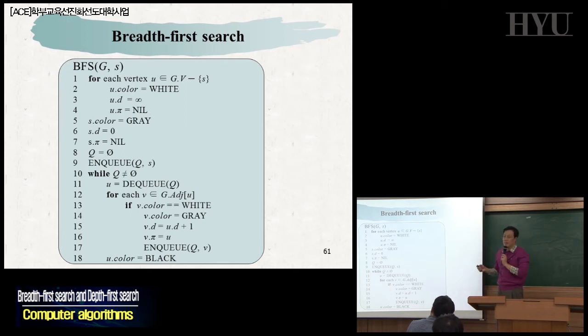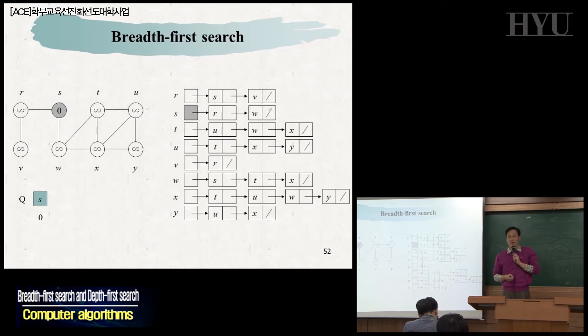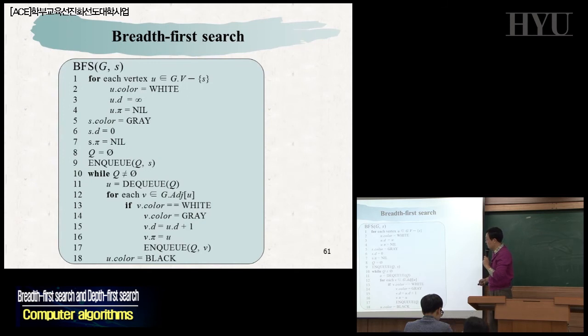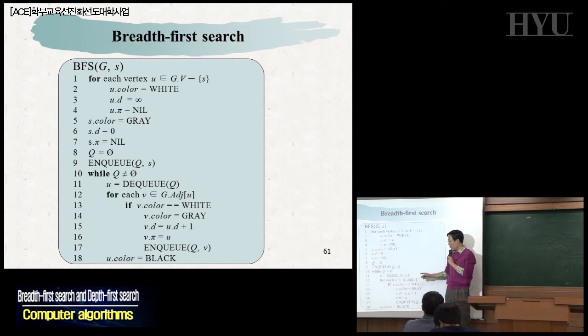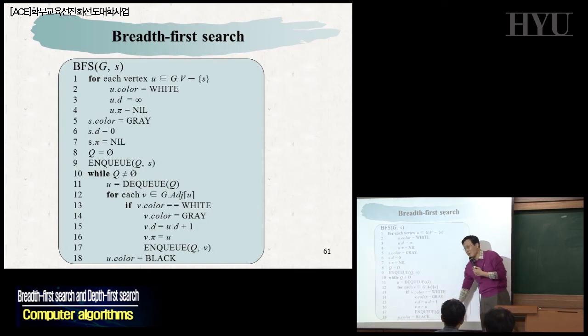Yes, initialize the queue and put the source vertex in the queue. So after this line 9, this is the state of the BFS. All vertices are white except the source, and the source is gray with distance 0. And from here, we do this loop repeatedly until the queue is empty. Yes, we visit every vertex in the adjacency list of the vertex which is extracted from the queue. And then if it is visited, we skip it. But if it isn't visited, we make it gray and set the distance and set the predecessor.